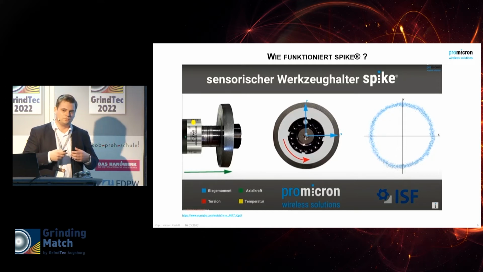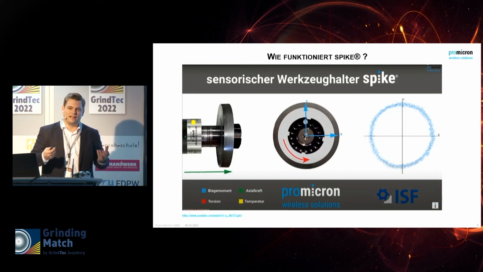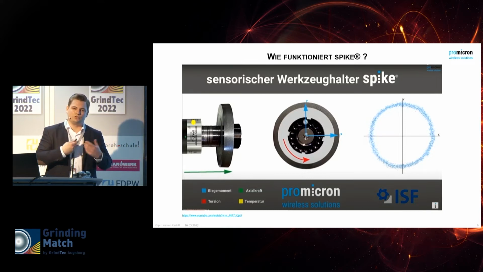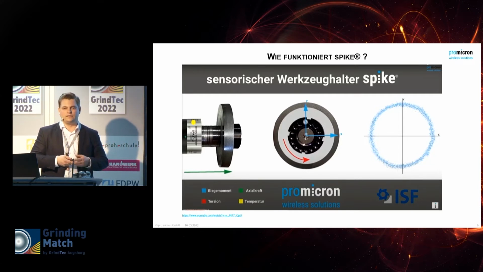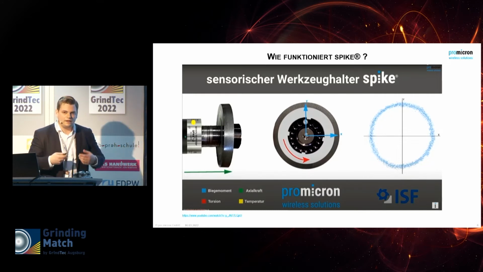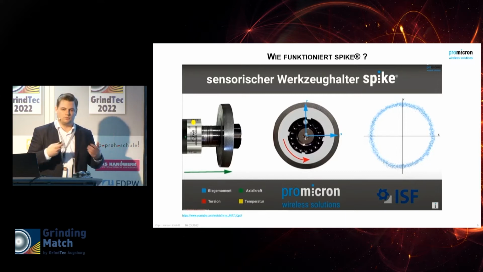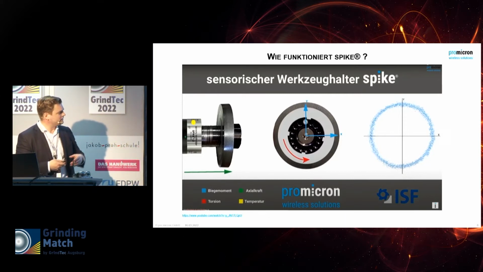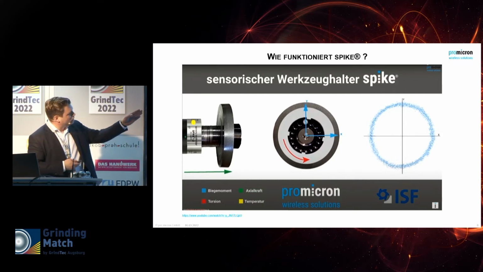So how does it work, this spike system? We've got the measuring technology right behind the grinding disc on the tool holder. That is to say, we have a standard tool holder and we change it into a sensoric one. So we measure the forces in Z direction, the torsional moment, the torque, and also the radial forces on the disc. But it also works with milling, other machining types. Here we are on grinding, so the radial forces are measured as well.